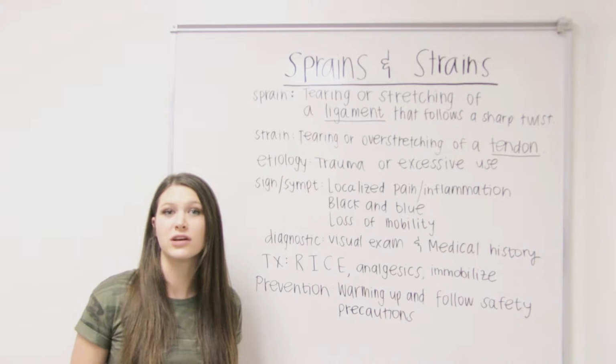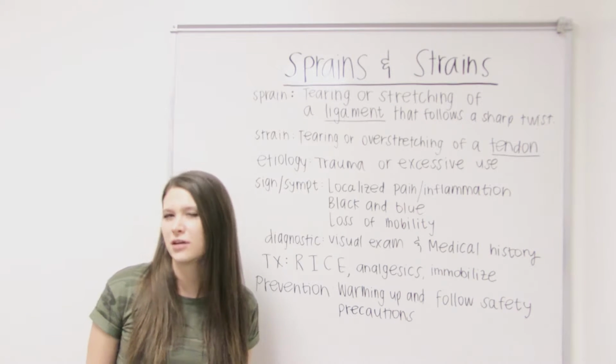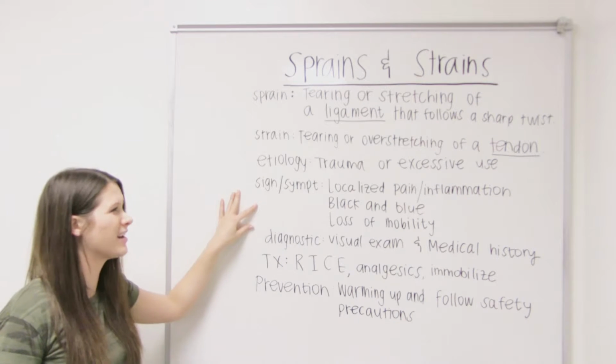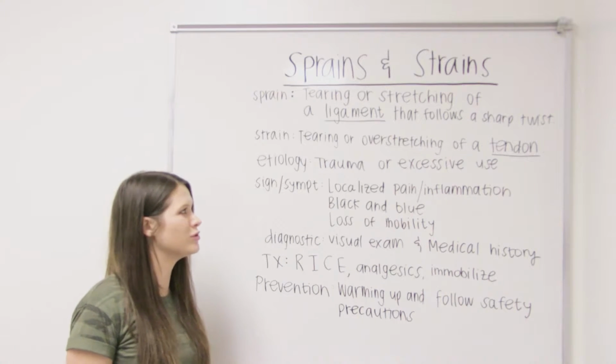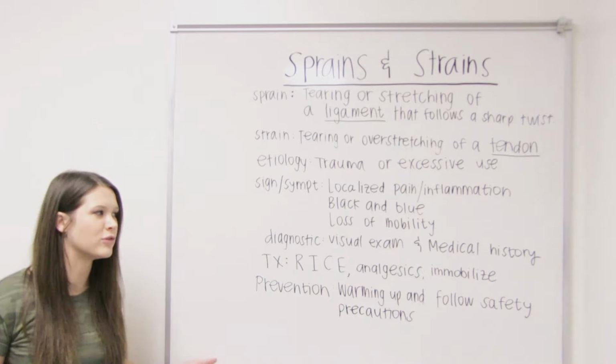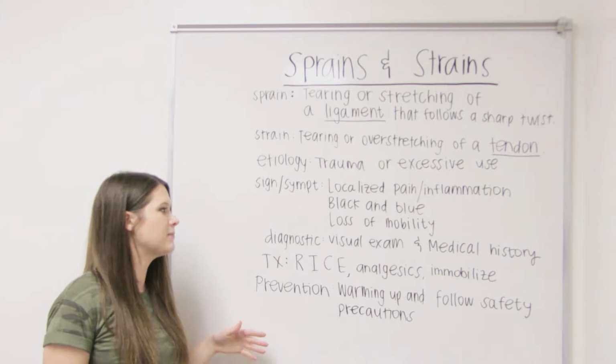These most often occur in the knees and ankles. They can happen in other joints of the body. Signs and symptoms, you've all seen these, probably had them. It's just that black and blue, swollen, painful, and a lot of the times you'll lose mobility or movement in those because of the pain.